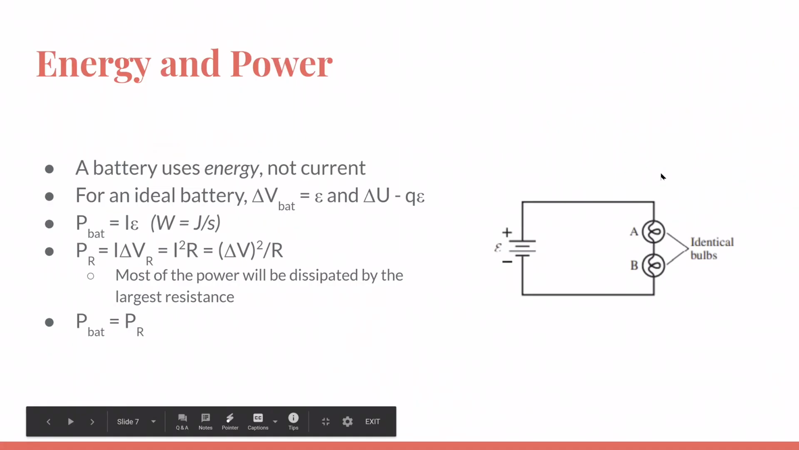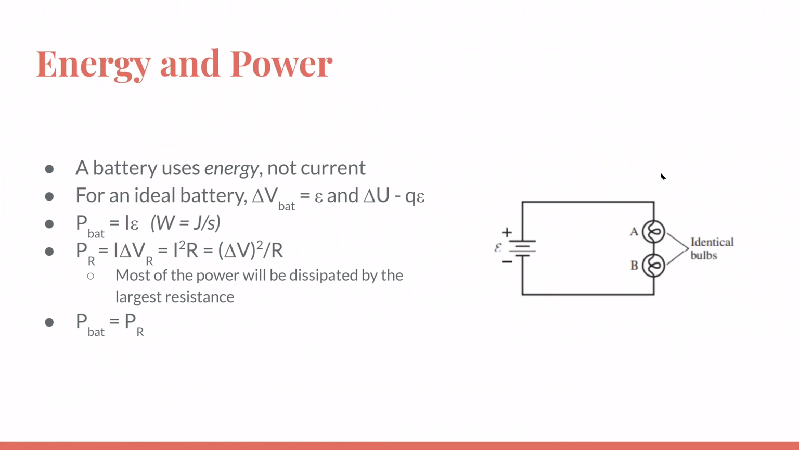All right, now for energy and power. A battery supplies energy and not current. For an ideal battery, the change in voltage of the battery is equal to epsilon, and the change in potential energy is minus the charge times epsilon. Epsilon is the electromotive force of the battery. And so the power of the battery is equal to current times epsilon, which is in units of watts, which is also joules per second.